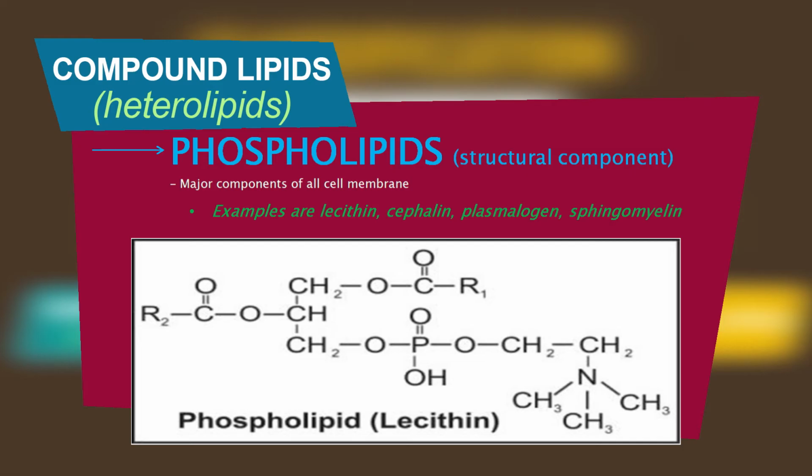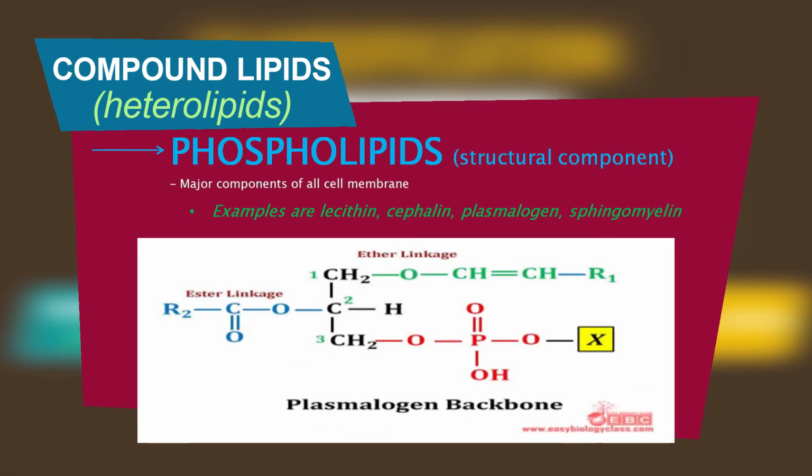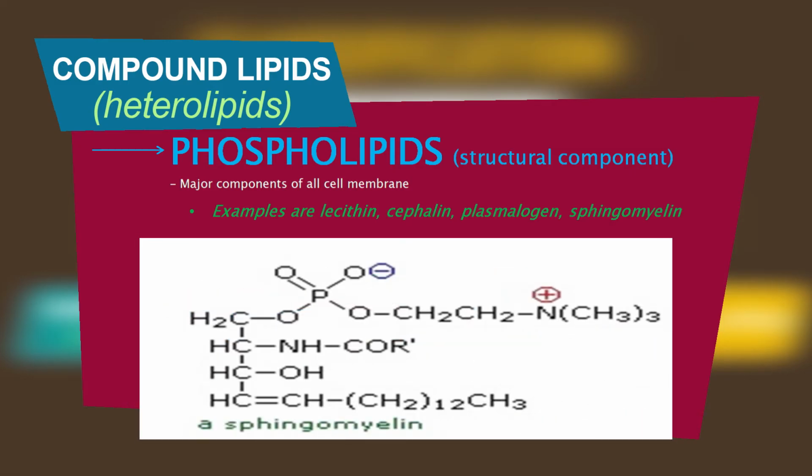It regulates the permeability of the membrane, kaya it makes the cell membrane semi-permeable, which means it will only allow some molecules to pass through while blocking the passage of other molecules. Common examples of phospholipids are lecithin, kephalin, plasmalogen, and sphingomyelin.